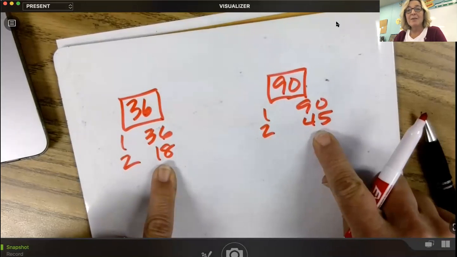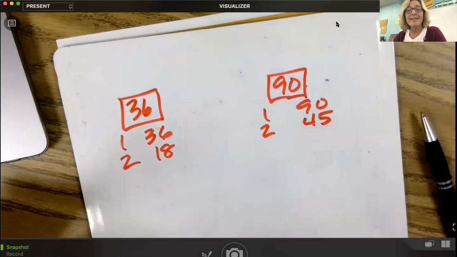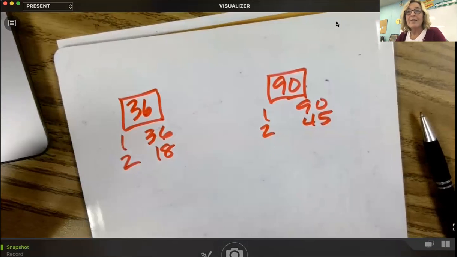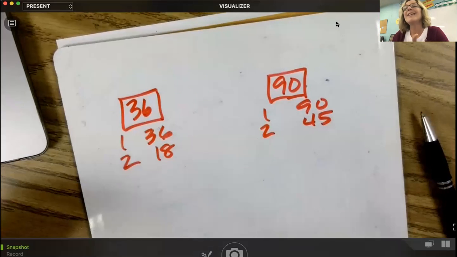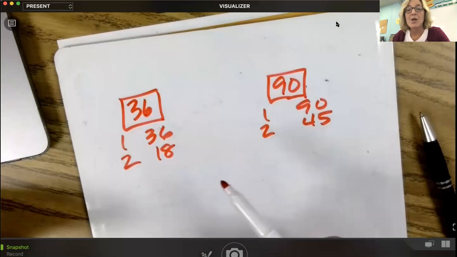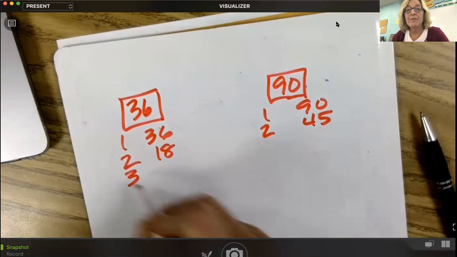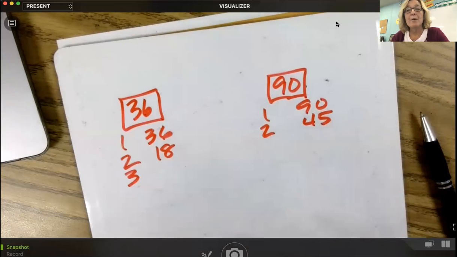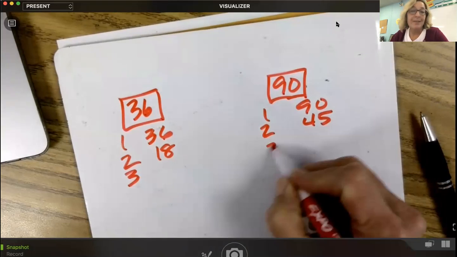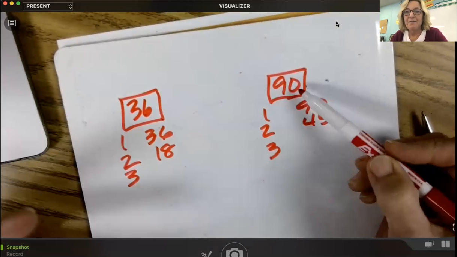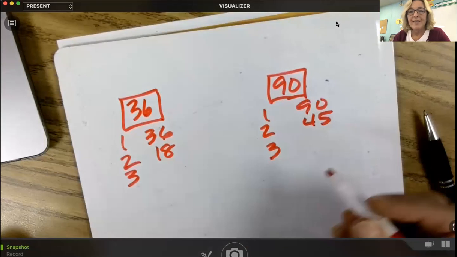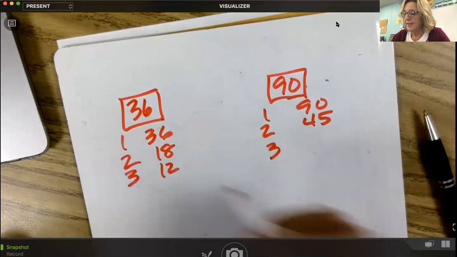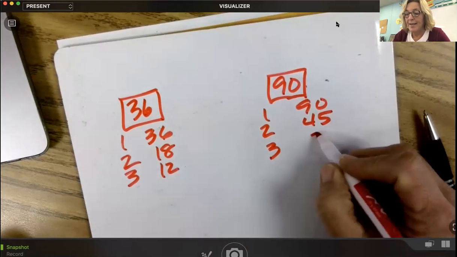So I'm continuing to go through the checklist. Is 36 divisible by 3? Well, the rule for 3 is we're going to add the digits. 3 plus 6 is 9. 9 is a multiple of 3, so I know that 3 is a factor of 36. The same thing over here because 9 plus 0 is 9. Again, 9 is a multiple of 3. So I know that 12 is going to go with 3 here, and 30 is going to go with 3 here. And so now I can keep going.